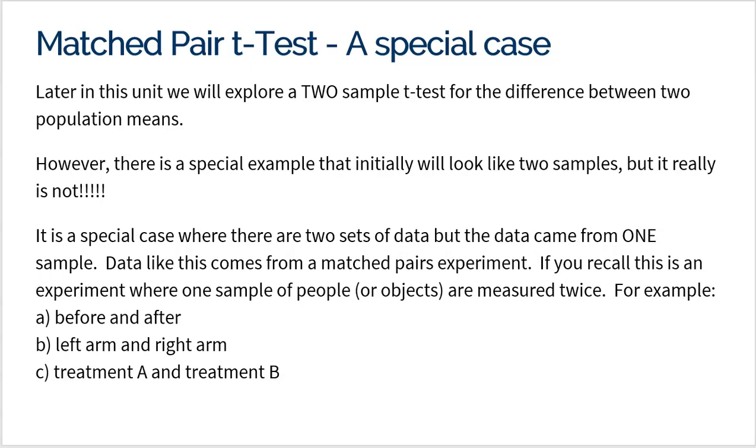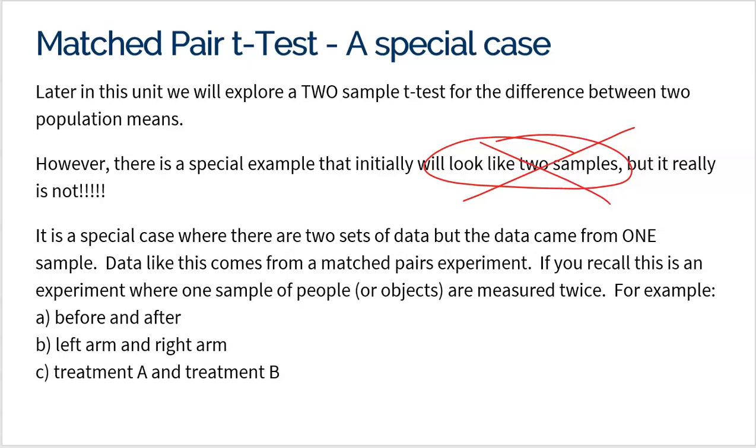But in this special example, initially it does look like you have two samples, but you really don't. And that's the hard thing with this: you need to identify that it looks like there's two samples, but there's really not two samples, because there's only one sample that you just looked at twice. And that's where it becomes a matched pair.